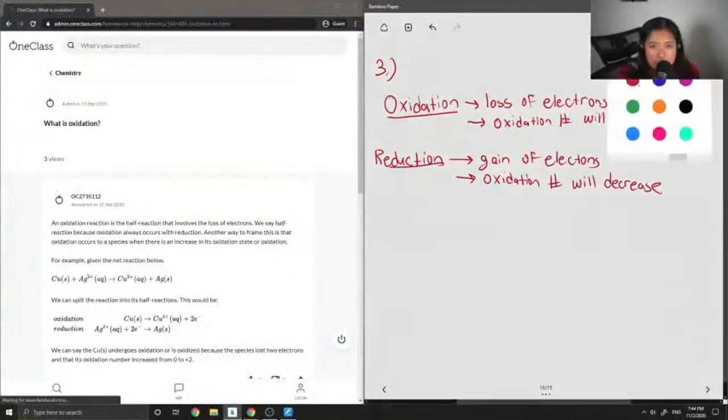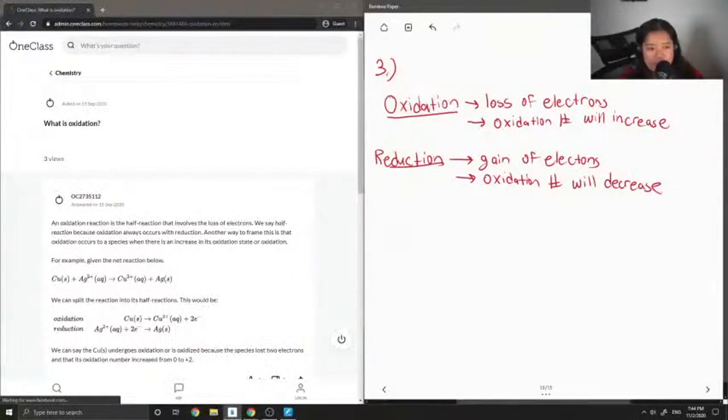So there's different ways people try to remember which one loses electrons and which one gains electrons. One of them is by using OIL RIG. So this means oxidation is losing electrons. Reduction is gaining electrons.